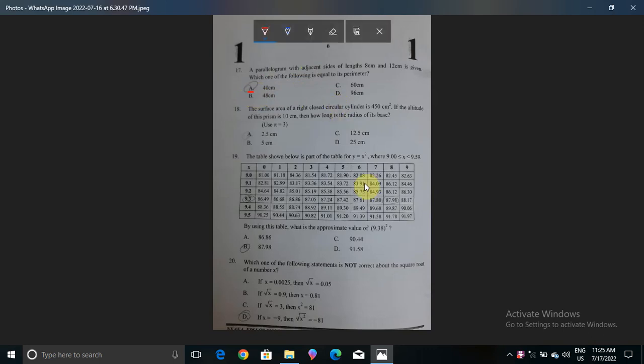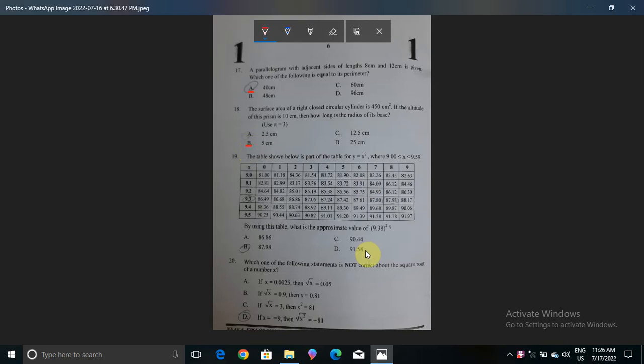Now question number 18. The surface area of a right closed circular cylinder is 450 centimeters squared. If the altitude of the cylinder is 18 centimeters, then how long is the radius of each base? After using the formula, you will get that the answer is equal to 5 centimeters.